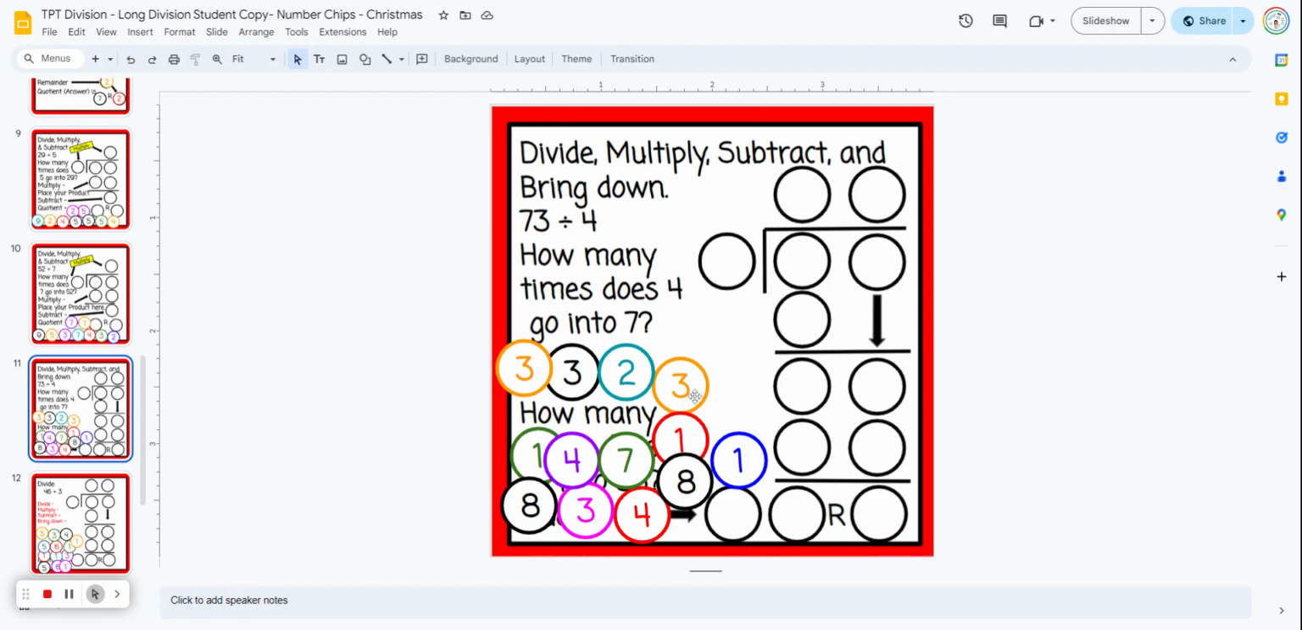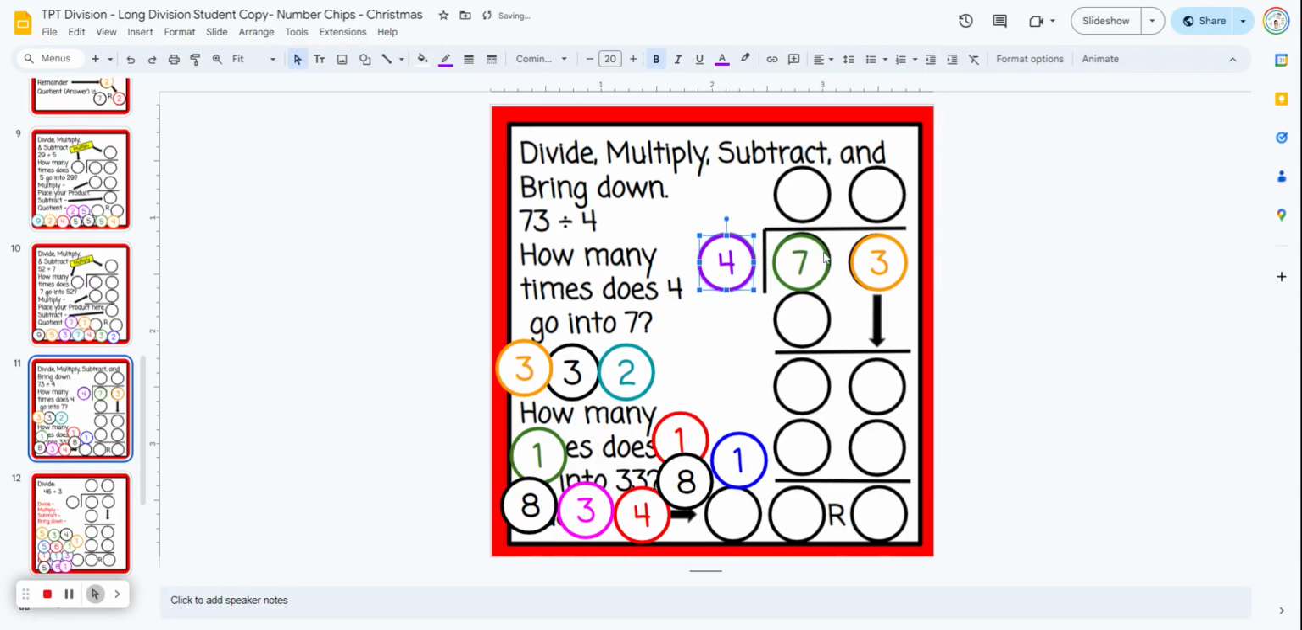So they have a new problem, 73 divided by 4. 4 goes into 7 1 time. Multiply 4 times 1. Subtract is their next step. And then they're going to bring down that 3.